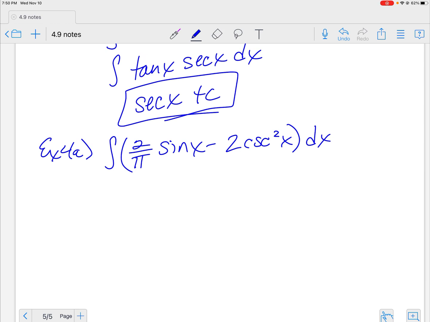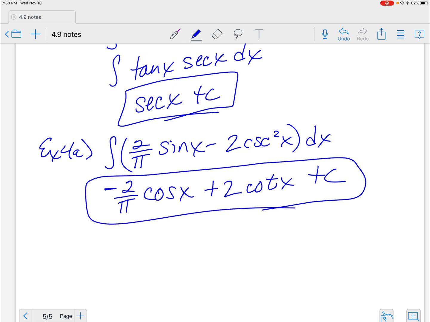What's pi? It's just a number, right? Pi is just a number. So 2 over pi is literally just a coefficient number. Don't get wigged out by that. It's just 2 over pi. So what's the antiderivative of sine? 2 over pi is just a constant. Cosine, but remember, it's that negative cosine, so don't forget that negative sign in front. Same thing is happening here. I've got minus 2, but what's the antiderivative of cosecant squared? Negative cotangent, right? So that becomes a plus.